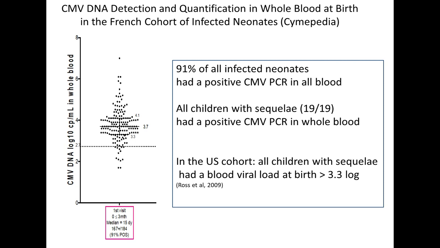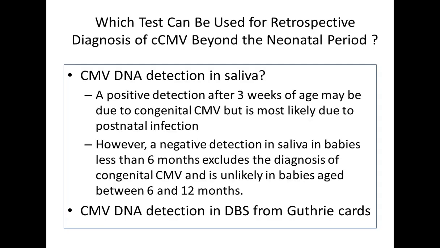In this slide, I have reported the results of CMV DNA detection and quantification in all blood samples at birth in the French cohort of infected neonates. And you can see that 91% of all infected neonates had a positive CMV PCR in whole blood. But all children, 100% of children with sequelae, had a positive CMV PCR in whole blood. And this is similar to the results obtained in the US cohort, where they found that all children with sequelae had a blood viral load at birth over 3.3 log.